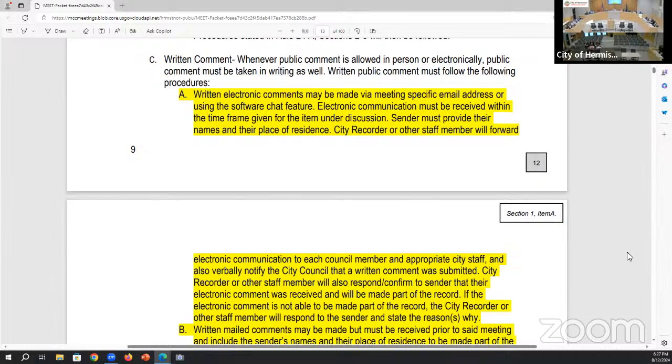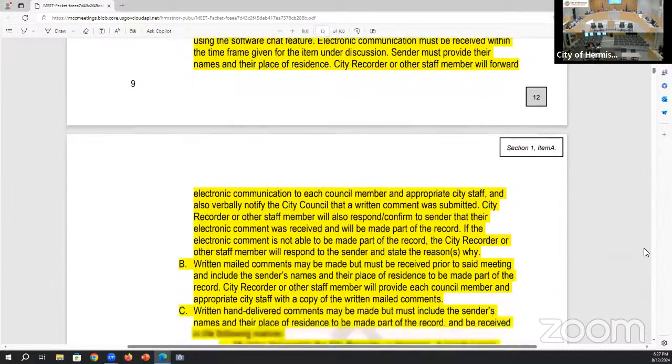When I read through it, it seemed like it made sense. And there's a time limit on there, which I think makes sense too. It's got to be before or during the meeting. Right. It needs to be during that same time period that anybody would make a comment, so that the council could consider it while making their decision.